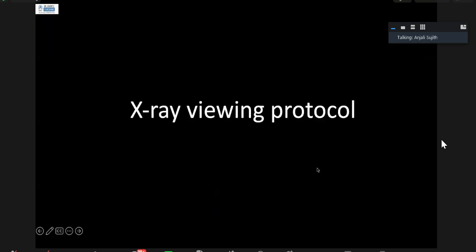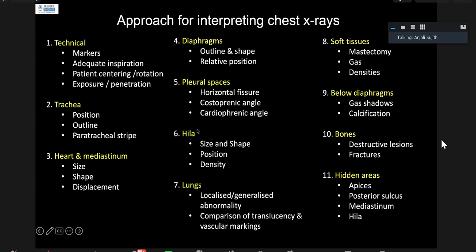Now we have a protocol to view an X-ray, so we cannot miss out on anything. Anything that is seen on an X-ray has an explanation. If it is a density or a lucency, something that looks white or something that looks dark, it will have an explanation. It will be either a normal structure or a pathology, or it may be artifactual, or it will be related to some technical variations. So anything that you encounter, make sure you give it an explanation before you close the X-ray. All these structures we'll be seeing in detail during this series.